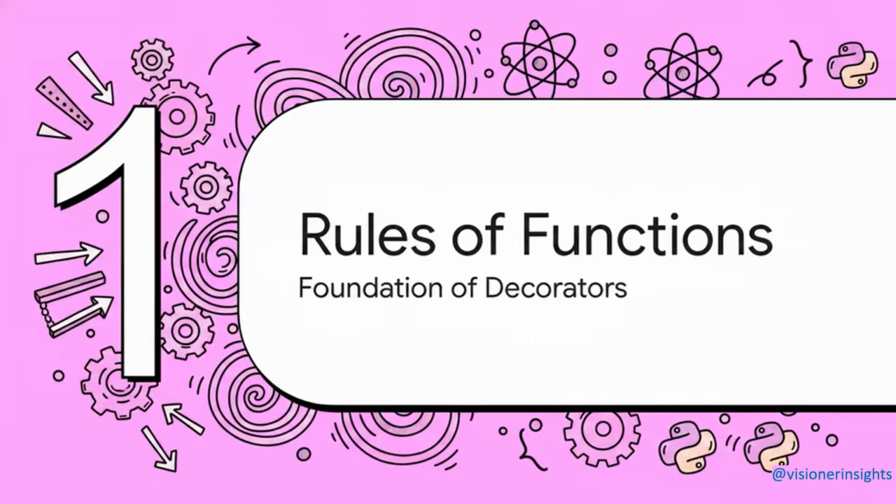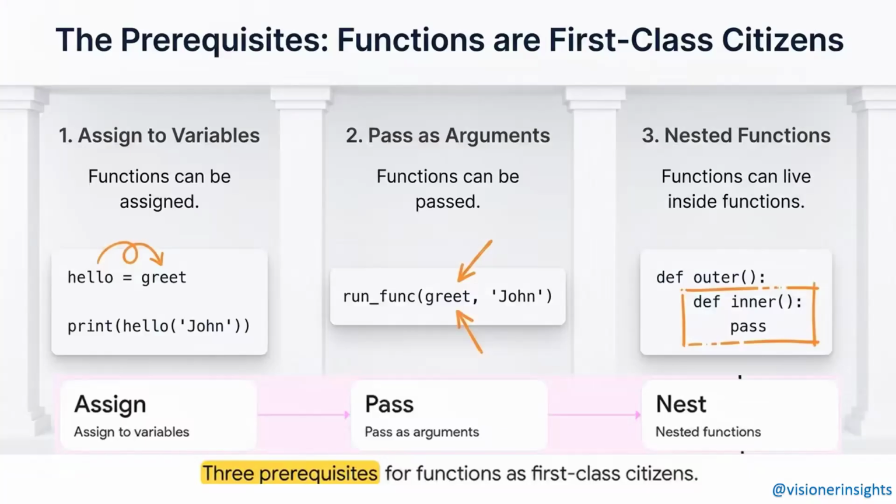All right, section 1, the golden rules of functions. Let's set the foundation. Before we can pull off any coding magic, we have to quickly review the basic laws of physics in Python. In Python, functions are what we call first-class citizens. And that basically boils down to 3 foundational rules. Number 1, functions can be assigned to variables. Number 2, functions can be passed as arguments right into other functions. And number 3, functions can be nested, meaning they can actually live inside other functions.